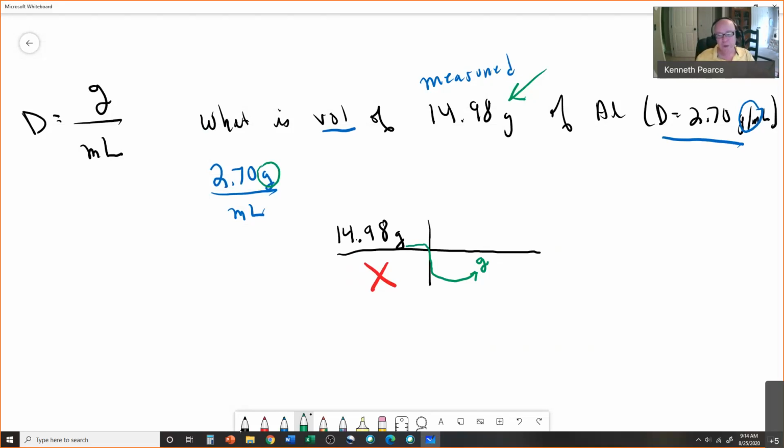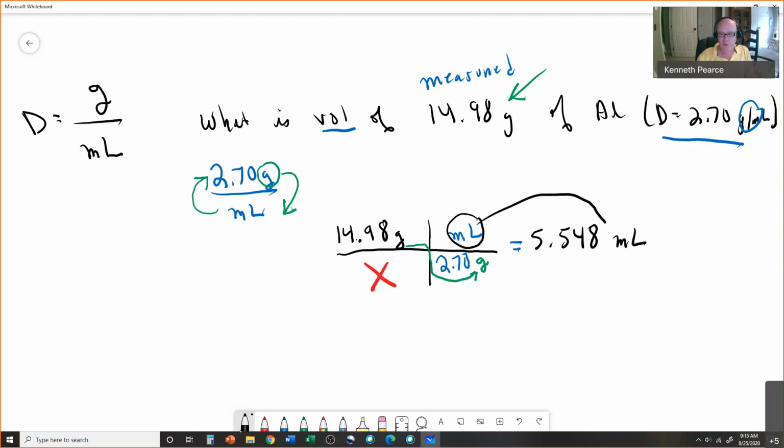So I'm going to have to take this conversion, otherwise known as density, and flip it over. If I do that, that puts the 2.70 on the bottom with the grams, and it puts the milliliters on top, and then we're done. All we've got to do now is put it in our calculator. 14.98 divided by 2.70, and I get a calculator answer of 5.548, and that is milliliters, because that's the last unit that we have here. And besides, what's the volume? We were looking for milliliters up there.